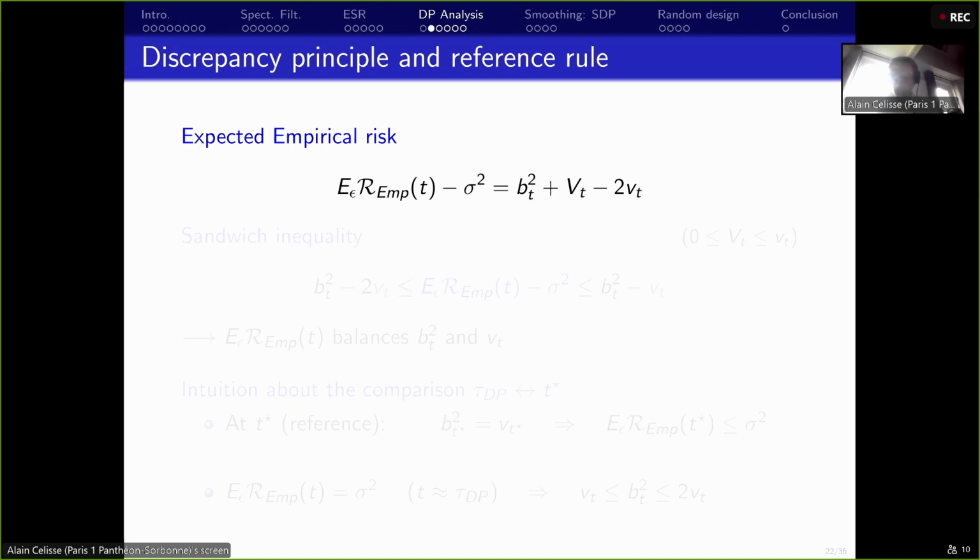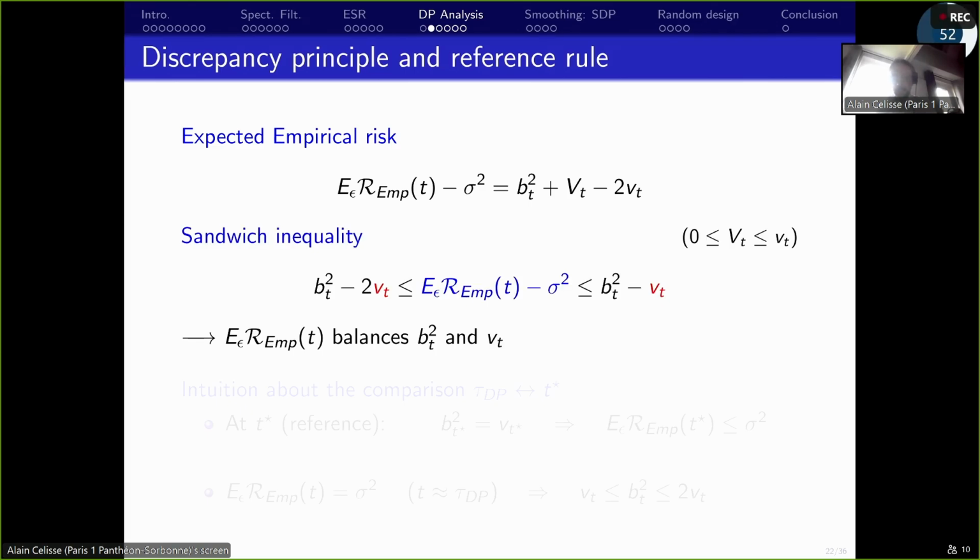Otherwise, we are done. How to correct or take into account the tendency to overfit of the empirical risk, which is already known. This is not new. You can sandwich the expression of the expectation of the empirical risk minus sigma squared by precisely two quantities, and you see that these two quantities on the left and on the right of the inequality are very close to each other.